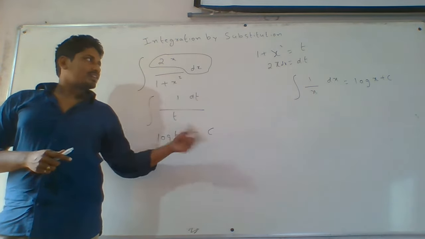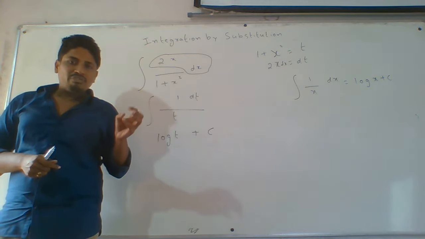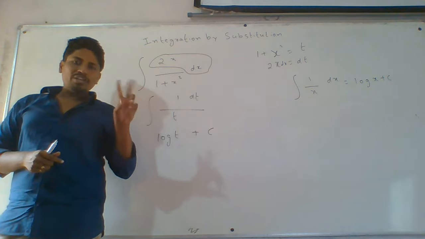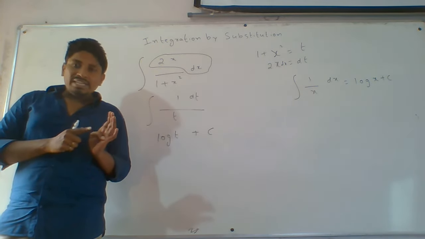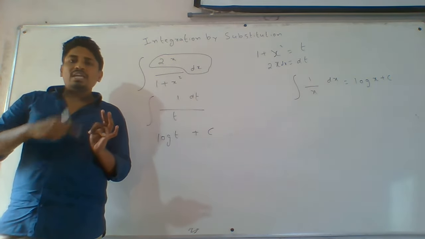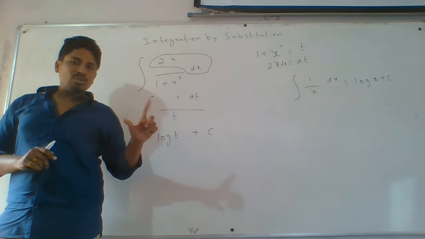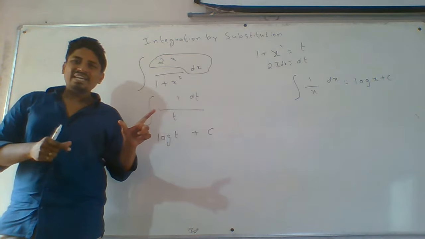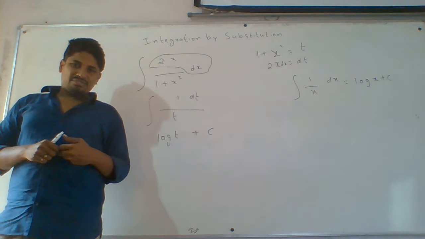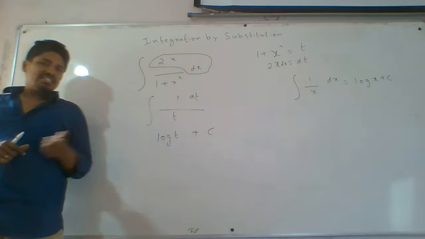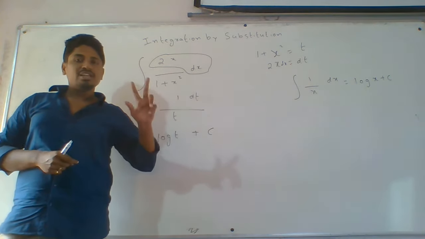While you are solving through this process, the main thing you have to consider is which part of function you have to consider as t. Two things you have to keep in mind. You should consider such part as t which makes you bring a function which is easy to integrate. And second thing, the total function should be in terms of new variable. Some in terms of t, some in terms of x, you should not do like that. These two things you have to keep in mind.